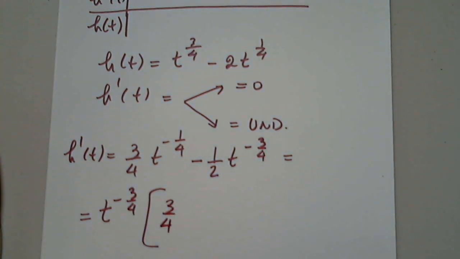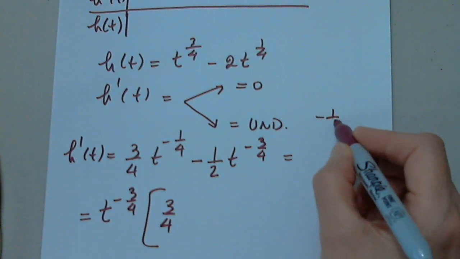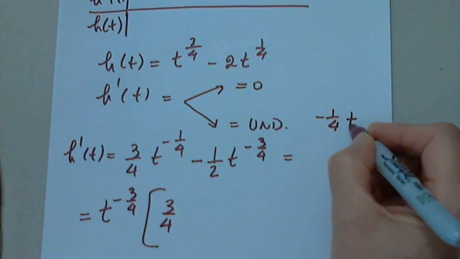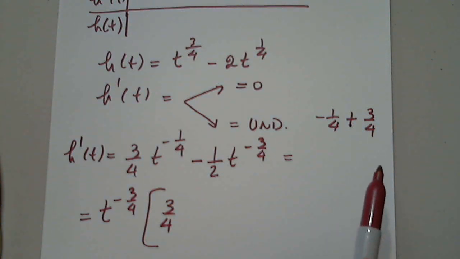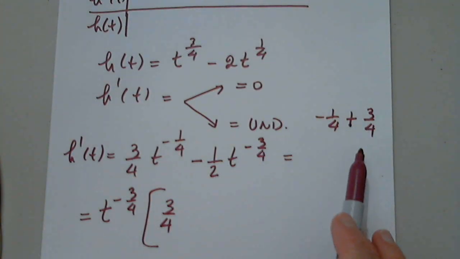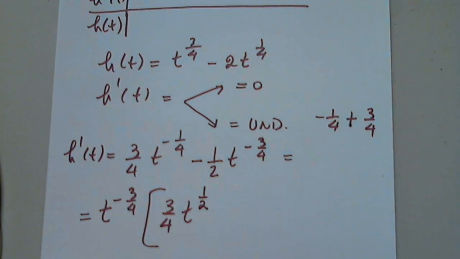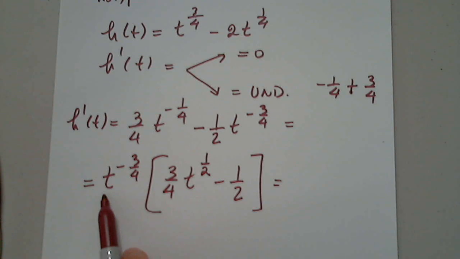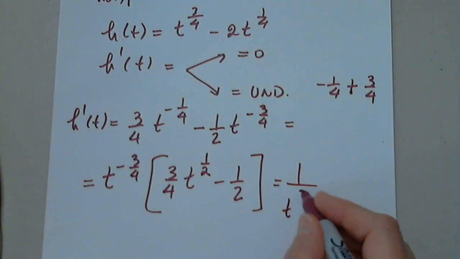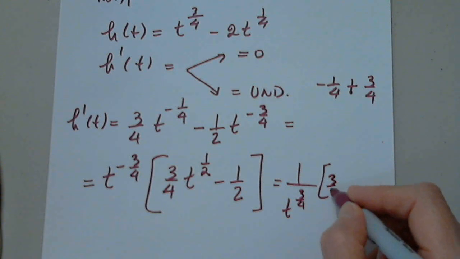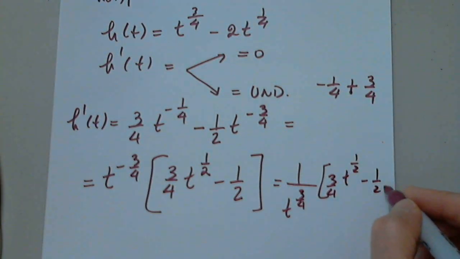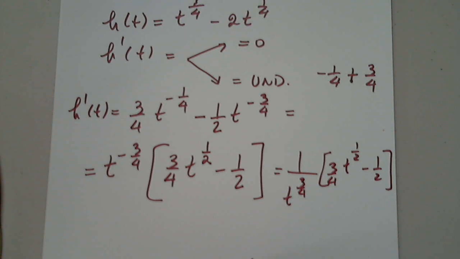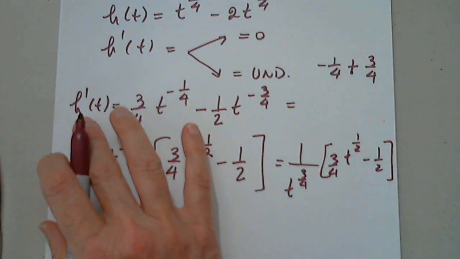3/4 stays. From negative 1/4, I subtract 3/4. So 3/4 minus 1/4 is 2/4, and it's 1/2. And this is minus 1/2 because t to 3/4 is out. So now this is basically 1 over t to 3/4, times 3/4 t to 1/2 minus 1/2. Good. We have the derivative.